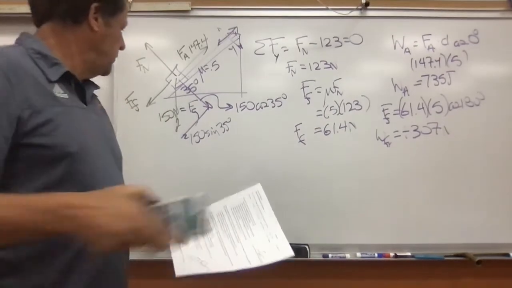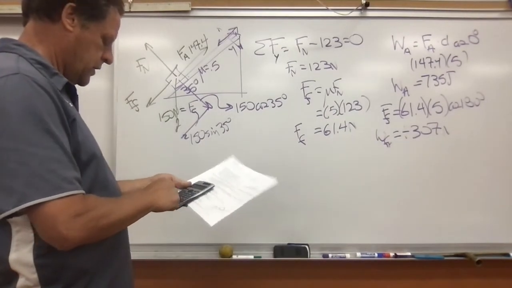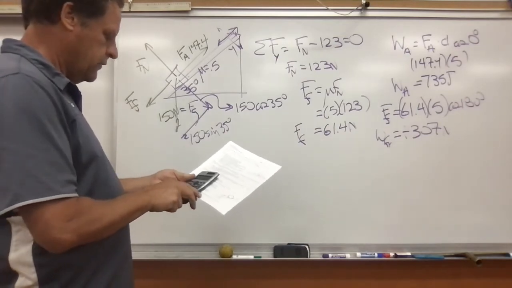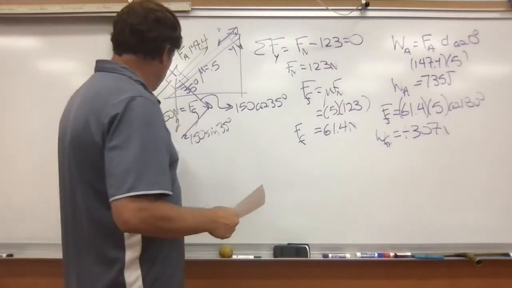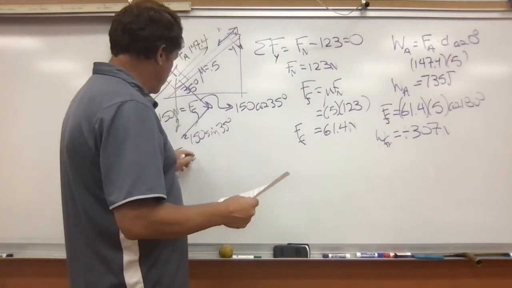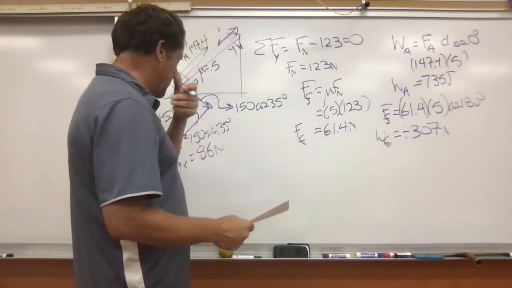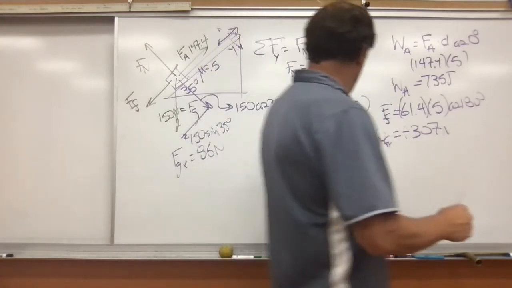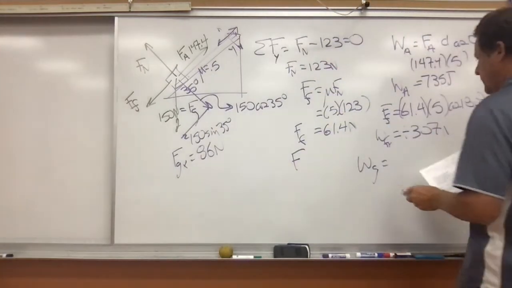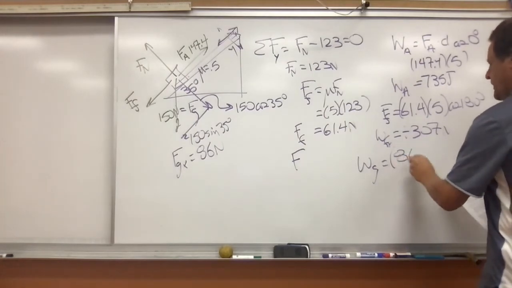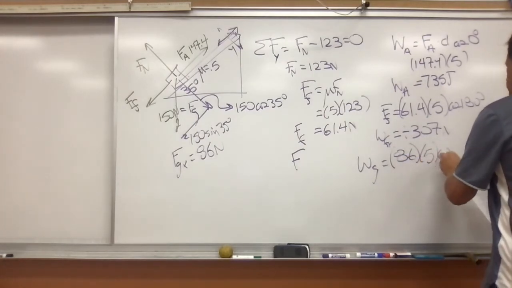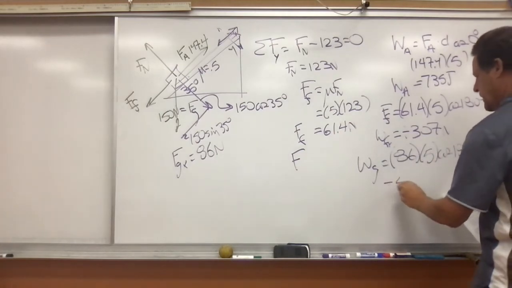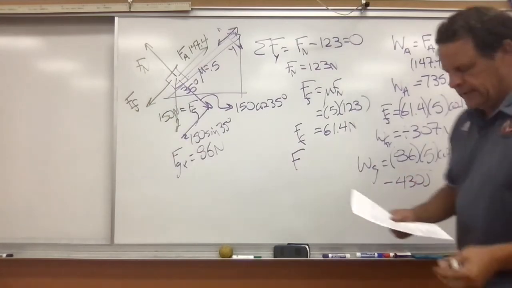So we're going to say here, 150 sine of 35 gives us 86. So the force of gravity in the x direction is equal to 86 newtons. And so we can say the work done by gravity is going to be equal to 86 times 5 times the cosine of 180. And that's going to be negative 430 joules.